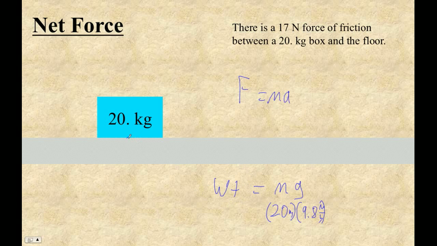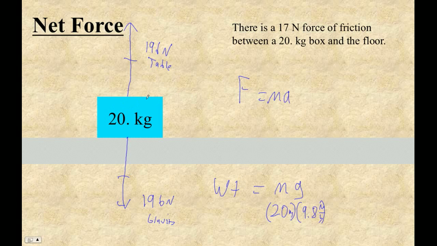Is that 196? We don't need a calculator, do we? It's pretty early in the morning. I know. It is 196. So 196 newtons is down, and the job of the table is to push 196 newtons up, right? So this is gravity. This is the table. We also call that the normal force. But those things cancel each other out, so they're not going to factor into this particular problem.